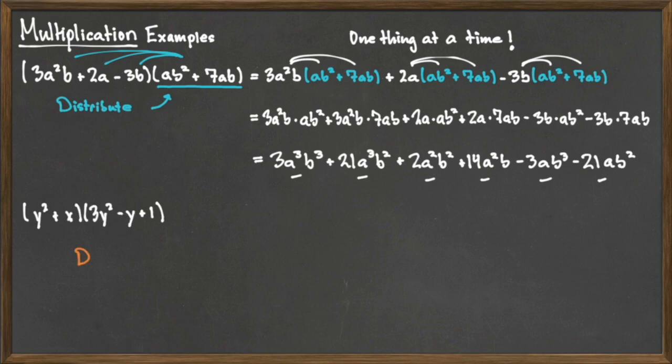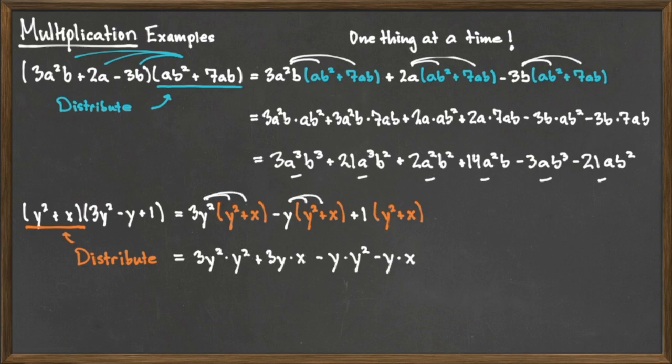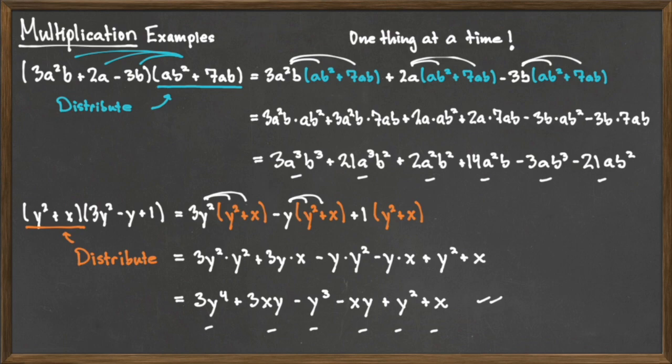For our next example, we'll multiply y squared plus x times the quantity 3y squared minus y plus 1. My personal preference is to distribute the left factor because it has fewer terms. So I'm going to distribute the y squared plus x across 3y squared minus y plus 1. And what I get is the following quantity. Next, I'll distribute the individual terms, the 3y squared, the negative y, and the 1. This is going to give me the following. I simplify all my numbers and my exponents, and I get this last line. And even though it's not written on the screen, that plus 3xy and the minus xy do combine.